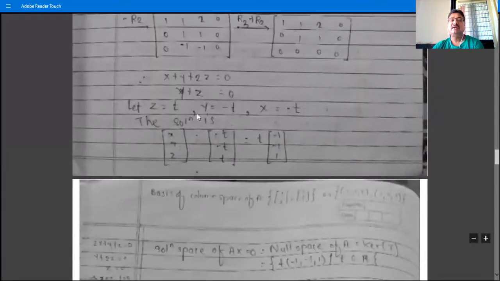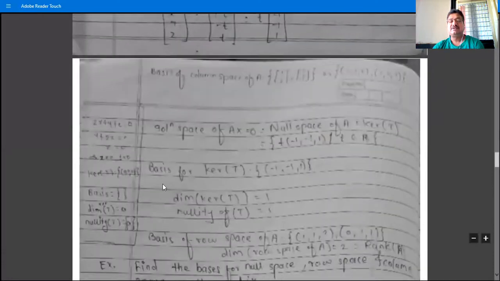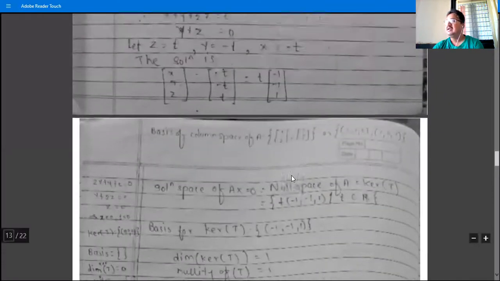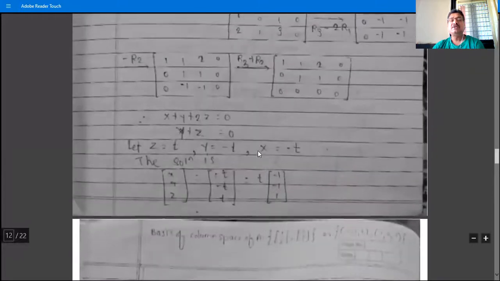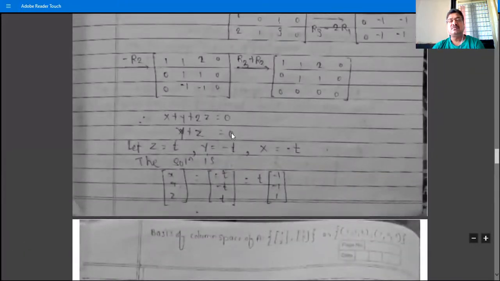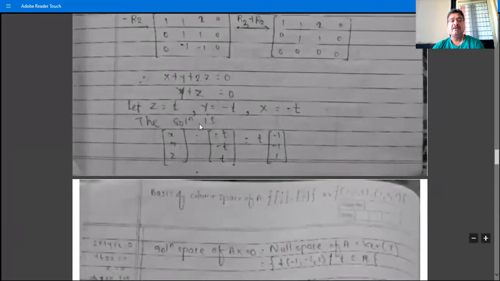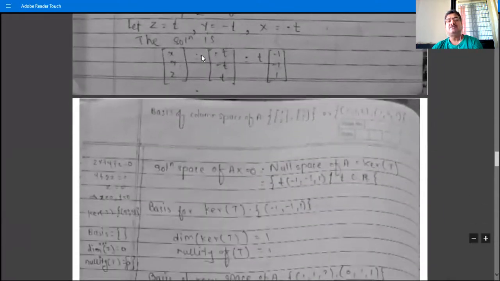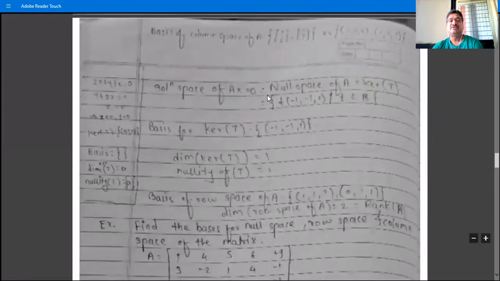And if we assign three variables, then the basis of kernel of T contains three linearly independent vectors. So if we assign no vector, that is, after rewriting the equation, the number of equations is equal to the number of unknowns. In that case, we have x = 0, y = 0, and z = 0. And in that case, the null space of A, or the solution space of Ax = 0, which is the kernel of T, is equal to {(0, 0, 0)}.